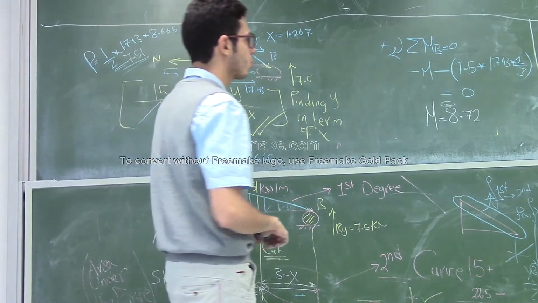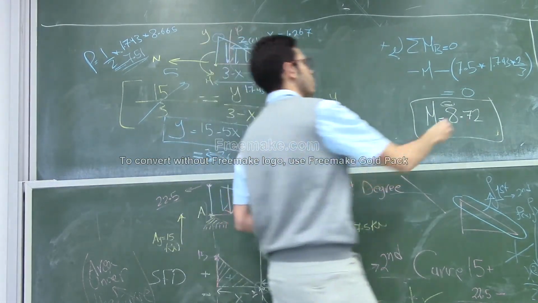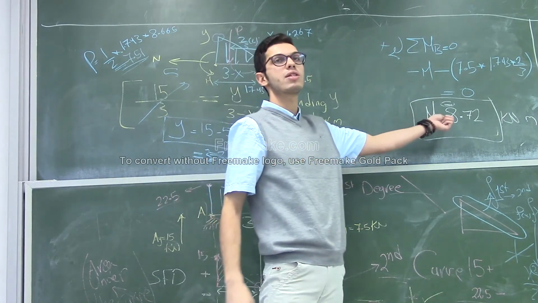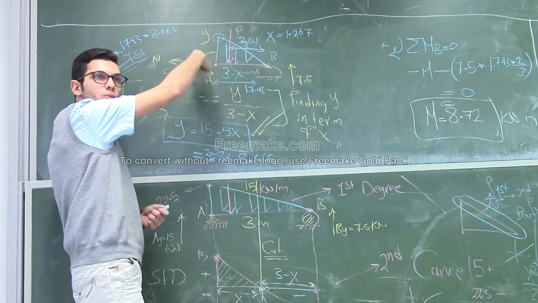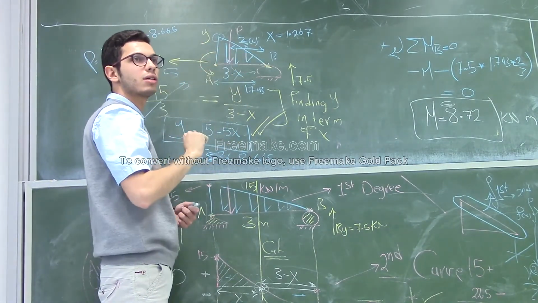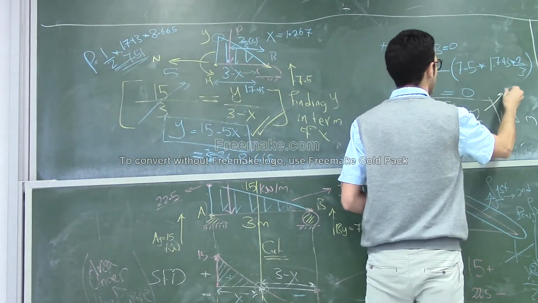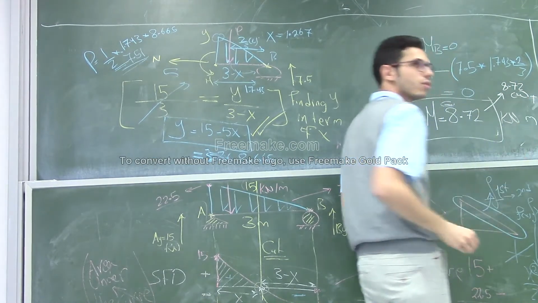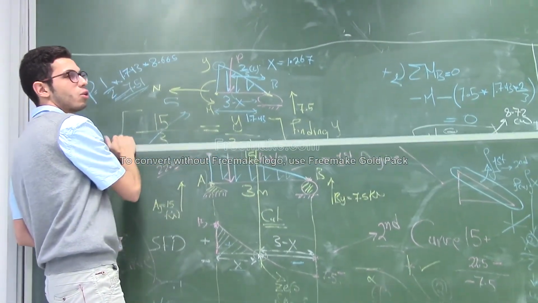That means, please, all of you focus. We find M here. The unit for it is kilonewton. And M has a negative sign. That means the direction that I assumed for M here is wrong. I assumed M as what? Counterclockwise. It should be clockwise. So it's equal to 8.72 clockwise. Okay? So please, all of you, just have a look here.